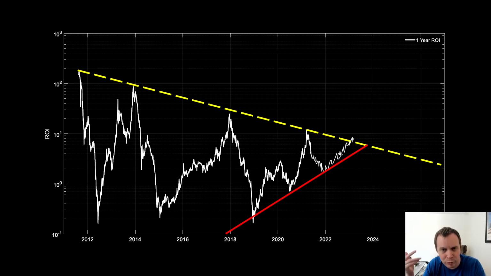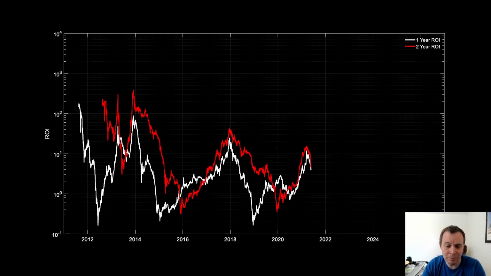Okay, so that's one way to try to better understand this chart. We can also look at the 2-year ROI and note that it actually follows the 1-year ROI fairly closely. And this is why we always say that it really is about getting in during these lulls in the market and then riding the next wave up.